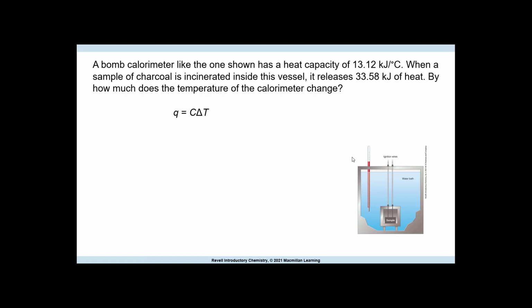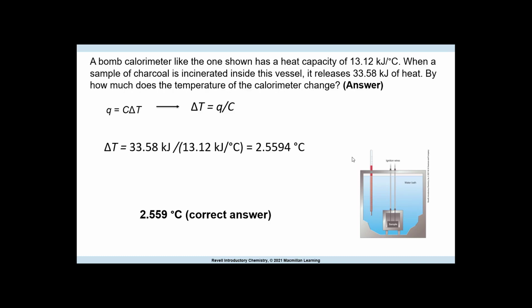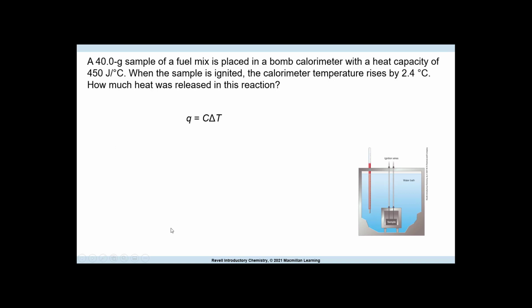A bomb calorimeter like the one shown has a heat capacity of 13.12 kilojoules per degree Celsius. When a sample of charcoal is incinerated inside this vessel, it releases 33.58 kilojoules of heat. By how much does the temperature of the calorimeter change? So we want to know the temperature. Here is the standard formula. We change it to what we need, which is temperature in this case, and then we plug everything in. So Q is 33.58 kilojoules, and then we have the heat capacity, and these cancel out, leaving degrees Celsius. So the answer is 2.559 degrees Celsius.